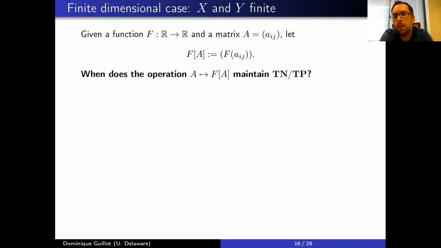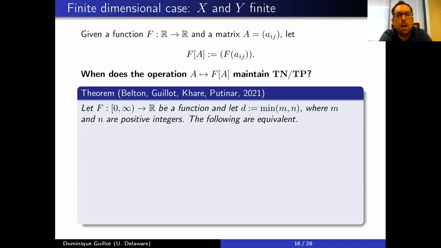So let me start with the case where X and Y are some finite, totally ordered sets. In that case, the problem is equivalent to the following. Suppose I have a function from R to R and some matrix A. I'm using the following notation. F bracket A is going to denote the matrix that I get by applying the function F to the entries of A. So we would like to know, when does the operation that takes the matrix A and maps it to F of A maintain the total non-negativity property or the total positivity property? And so we were able to completely answer that question.